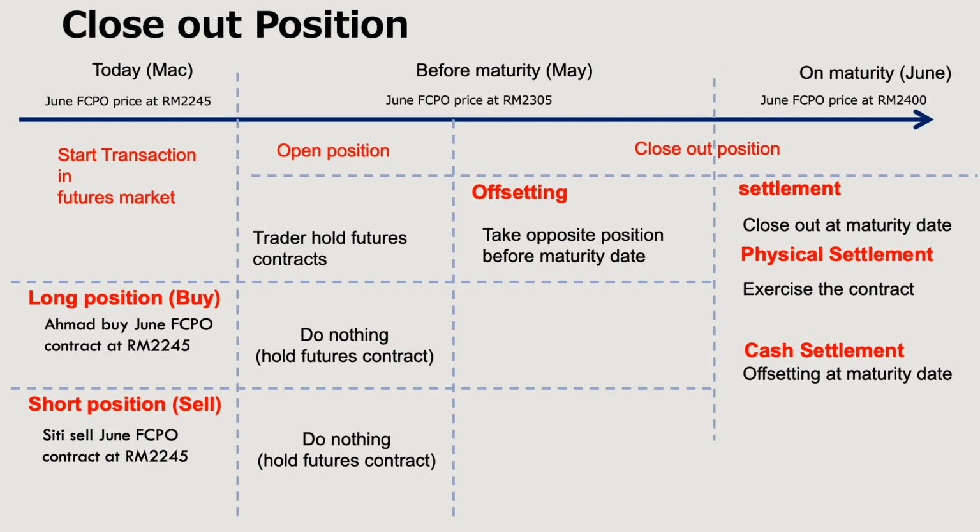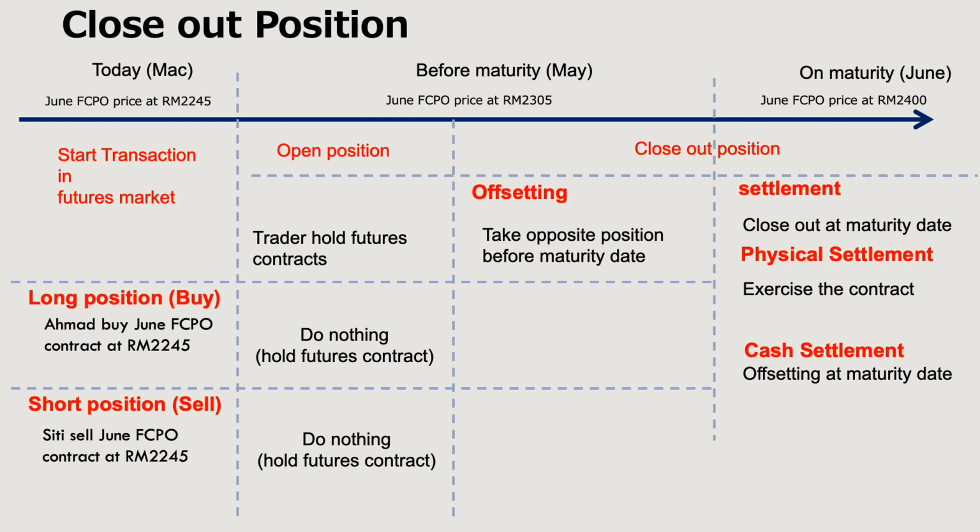Next, we discuss close out position. So what is a close out position? A close out position means you close out or settle your account in the futures market. You can close out your position using two methods, offsetting or settlement. The difference between offsetting and settlement is that with settlement, you close out at the maturity date. With offsetting, you close out before the maturity date. Okay, so offsetting is before the maturity date, settlement is on the maturity date.